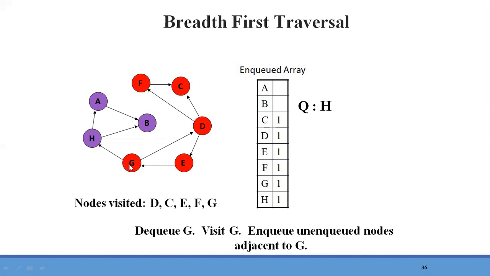Now we are at node G. We need to look for the nodes which are adjacent to G. So there is only one node, that is H. So H is adjacent, that's why its entry is marked by 1.